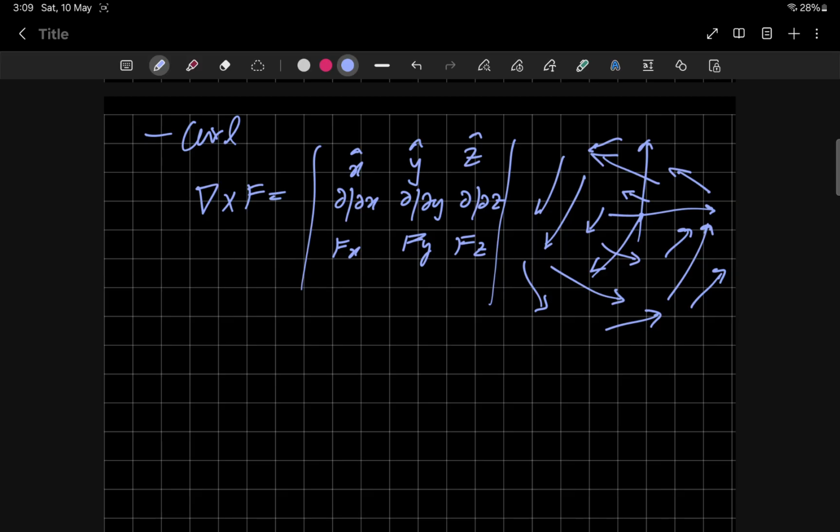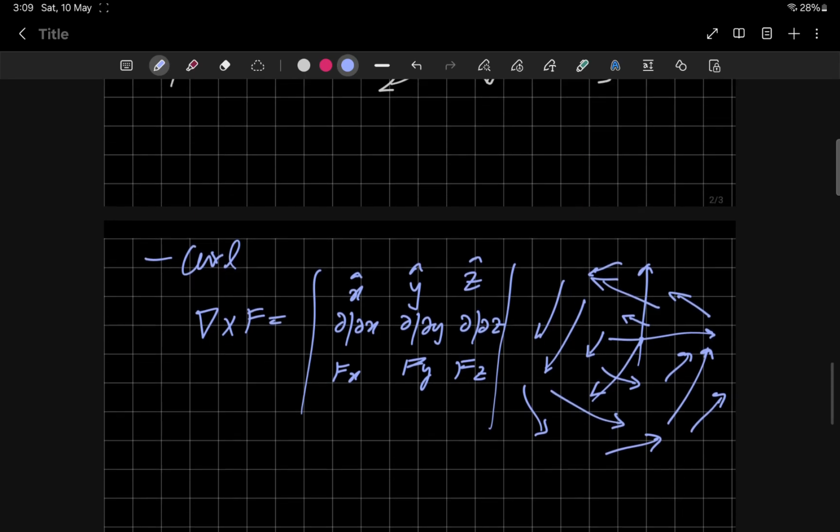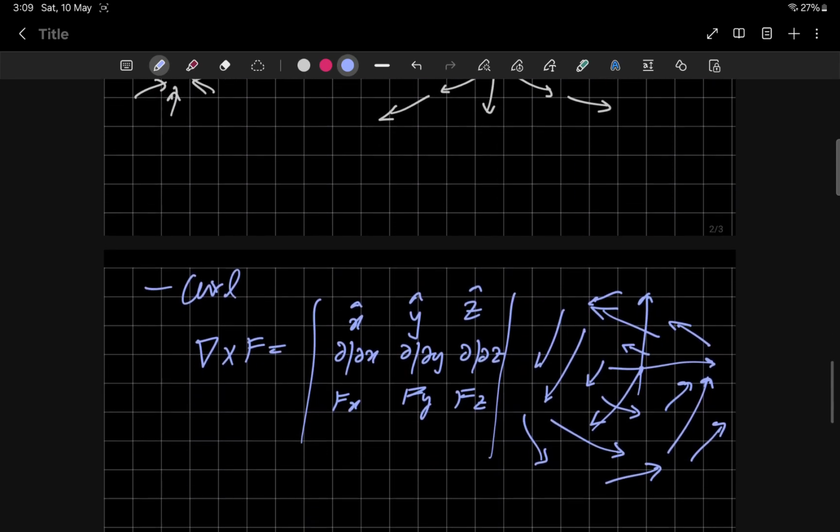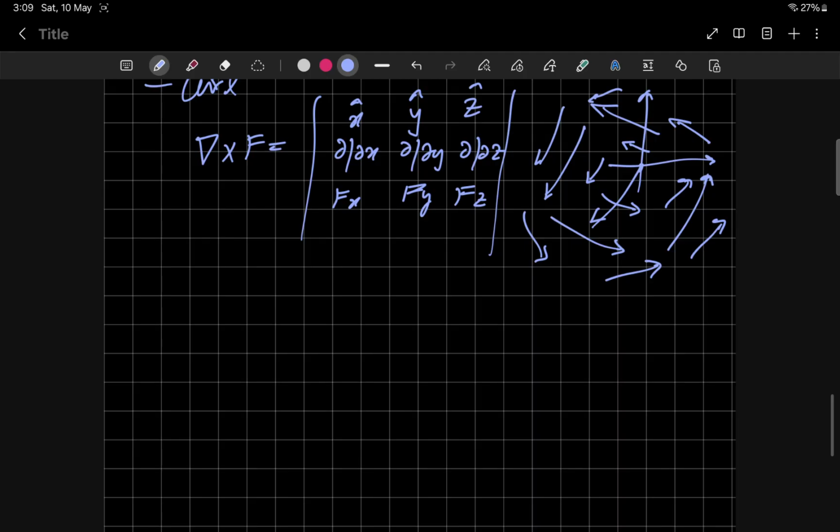So that's that. Generally you have a few properties of these functions, and I'll be continuing this in the next class.